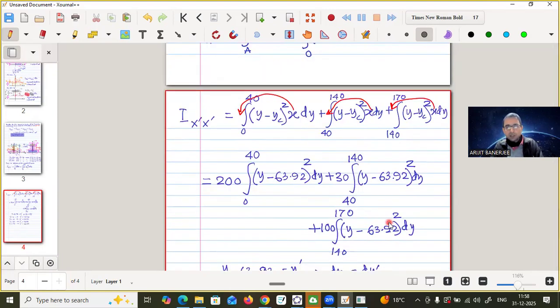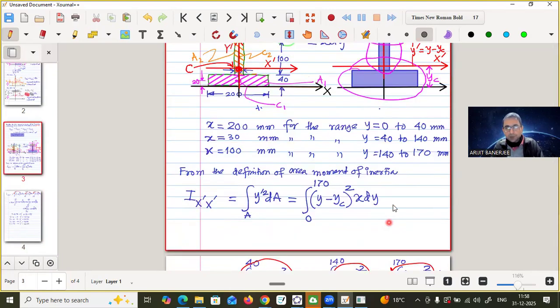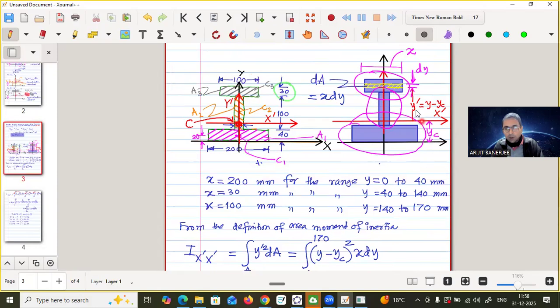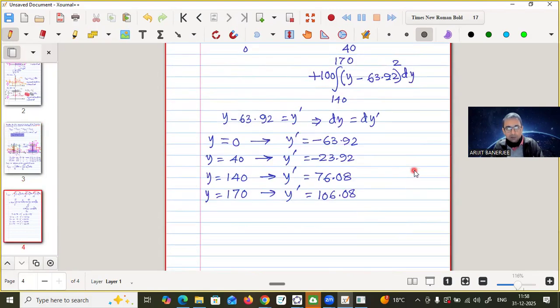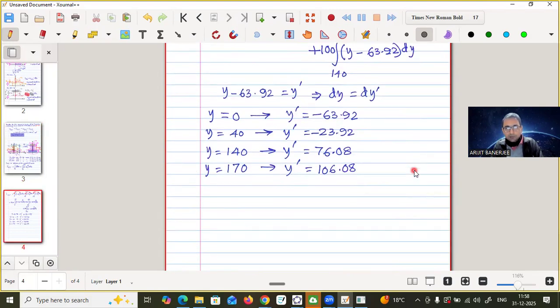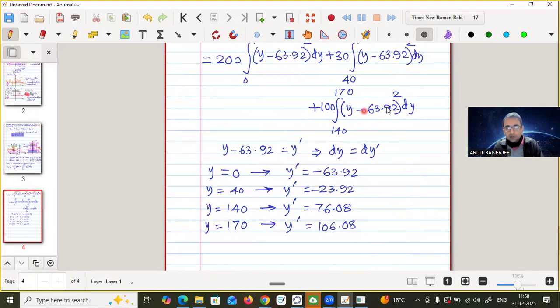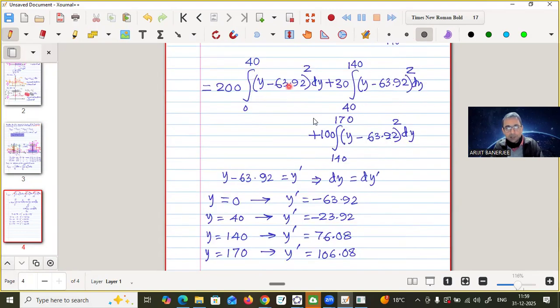Basically, I am transferring this axis from black to red. So y prime, simply y prime. Clear? So that you can calculate. That means individually you don't have to go for this calculation. You will just transfer the range and you can easily calculate.